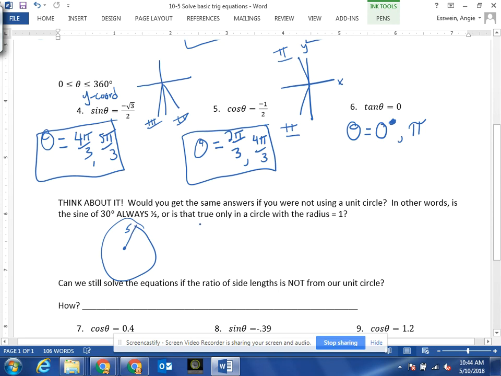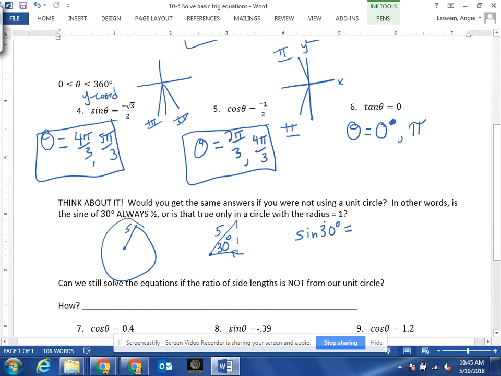Now, is the sine of 30 degrees one half? Let's find out. Let's just do what we've been doing all along. Let's make a right triangle. Make the hypotenuse 5. Let's label this 30 degrees. Now, to find the sine of 30 degrees, we're missing the opposite side.